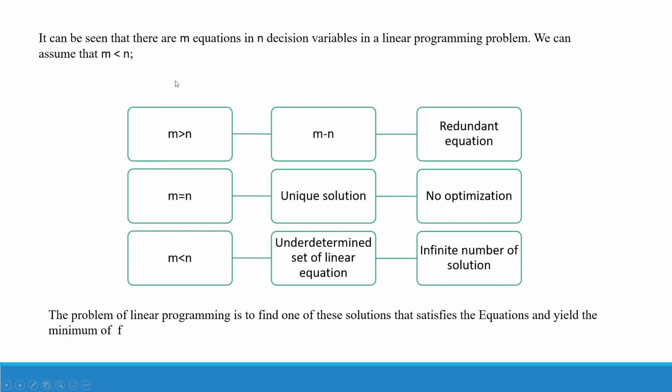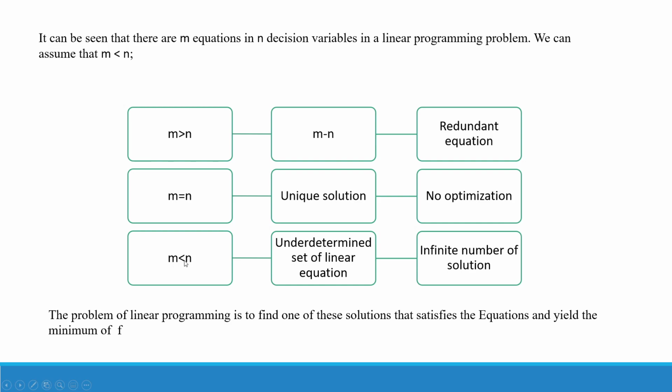It can be seen there are m equations in the n decision variables in the linear programming. We can assume that m is less than n, for example. But what happens if m is greater than n? It would mean there are redundant equations. How can we know where the redundant equations are? What happens if m is equal to n? It means there is only a unique solution, and it is impossible to make an optimization because there is only one solution.